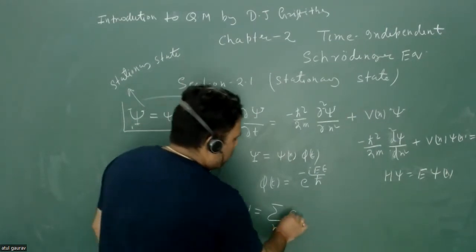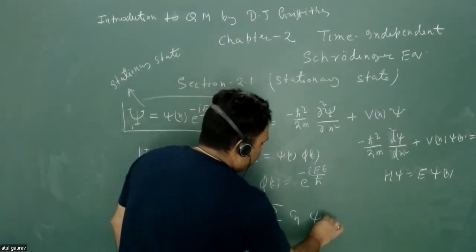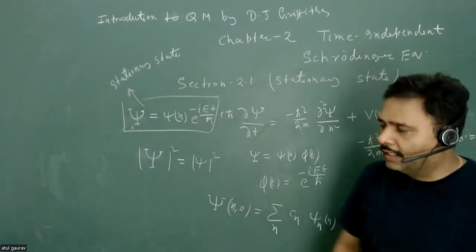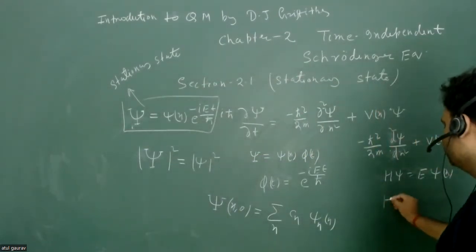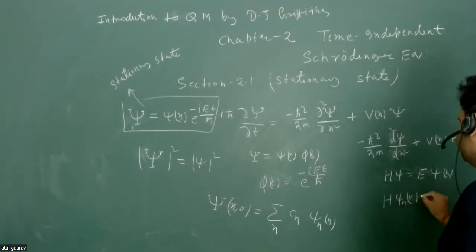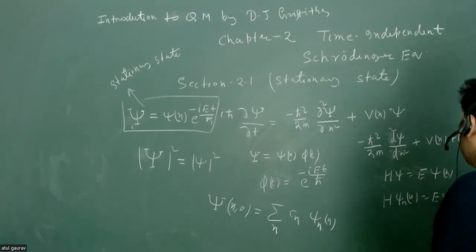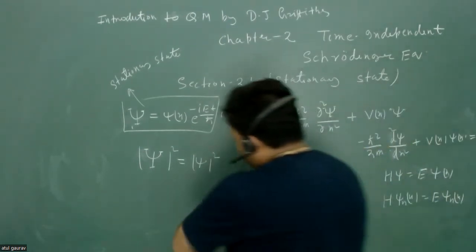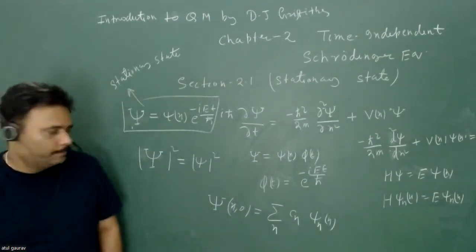So Cn, and this is psi n x. And if we have a solution of the Schrodinger wave equation, that H psi n x is equal to E psi n x, then what we can do is write the time evolution of this particular psi.